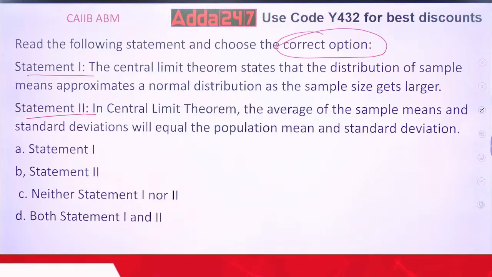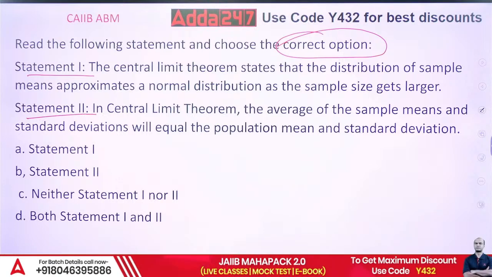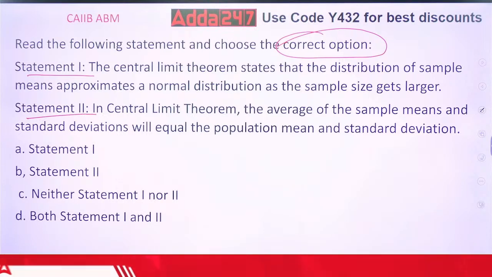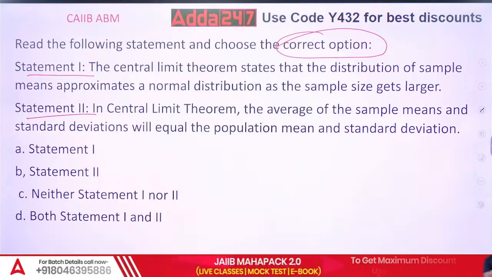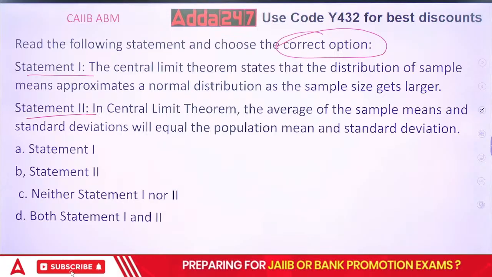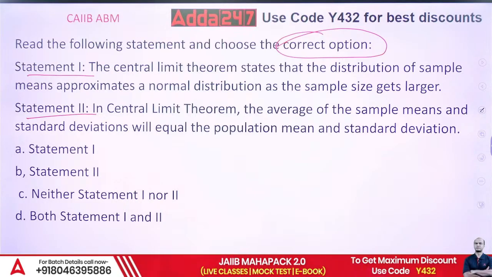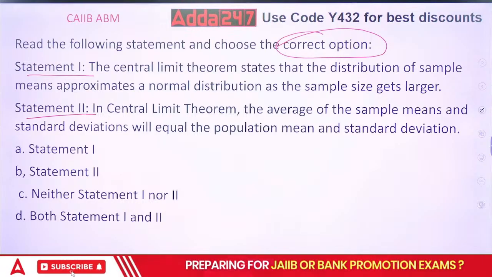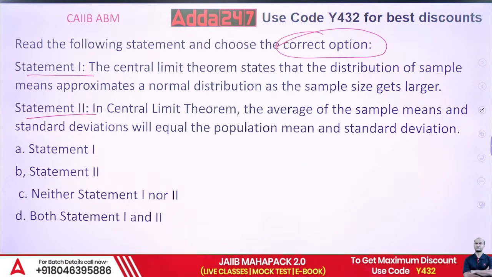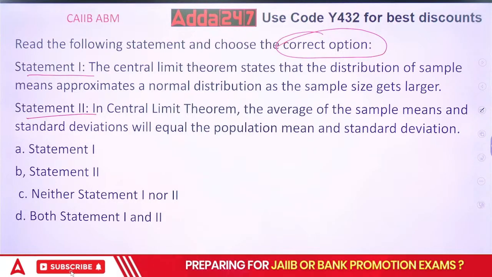What is statement 1? The central limit theorem states that the distribution of sample means approximates a normal distribution as the sample size gets larger. And statement 2, in the central limit theorem, the average of sample means and the standard deviations will be equal to the population mean and the standard deviation. Which one is correct over here? Statement 1.